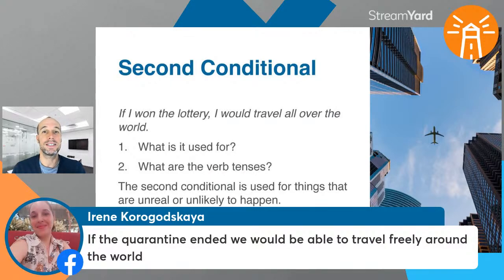All right, if the quarantine ended, we would be able to travel freely around the world. Yeah, that's great. But it will end. It will end at some point. The way you said it is perfect. But you could also say it another way. And you could say, when the quarantine ends, we will be able to travel around the world. And then that's a first conditional.